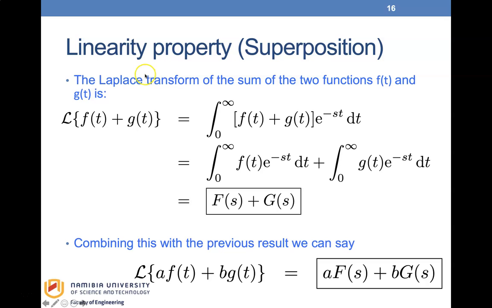The linearity property also obeys superposition, which means if you have two functions and you need to take the Laplace transform of f of t plus g of t, the Laplace transform will be F of s plus G of s. Combining these with the previous results, the Laplace transform of a f of t plus b g of t gives you a F of s plus b G of s. So these are the Laplace transforms of the time functions, and your constants are just retained. This is part of the linearity property of Laplace transform.